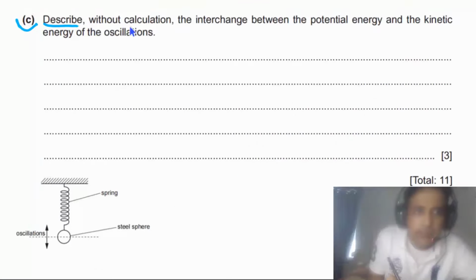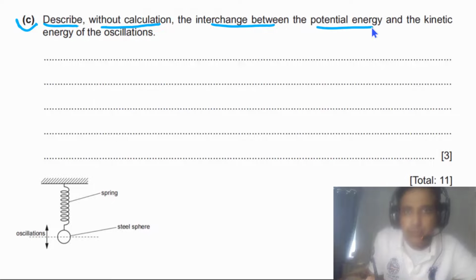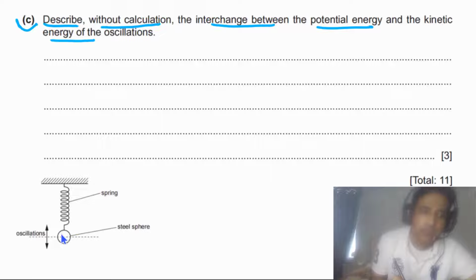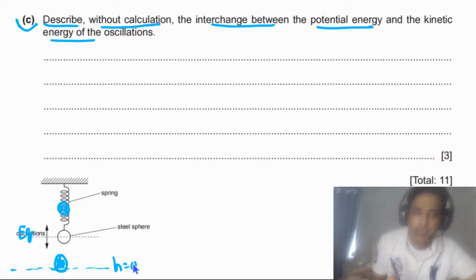Part C says describe, without calculation, the interchange between the potential energy and kinetic energy of the oscillation. So a pretty straightforward question. Imagine that, first of all, when the sphere is at this point, this is the equilibrium position. When the sphere is at the lowest point, we can imagine the sphere will be here, and when it is at the top position, it will be here. Now we can also imagine this is our reference line, meaning h is equal to 0, so GPE here will be equal to 0. And when the sphere is at this point, its direction is changing, so it will be at rest. So we will say v will be equal to 0.